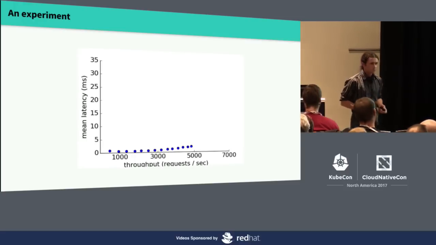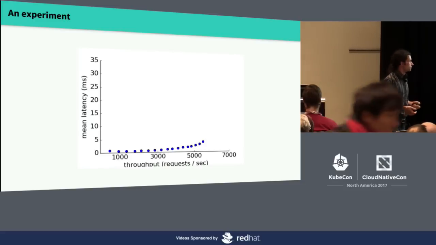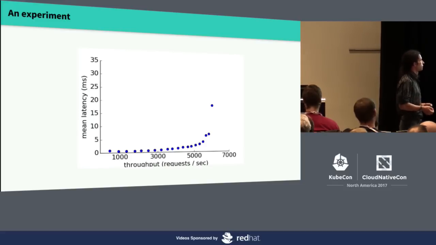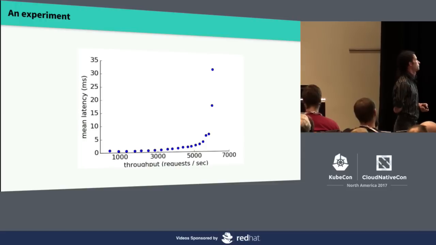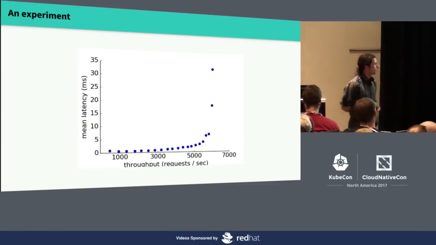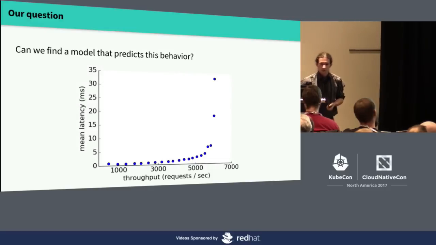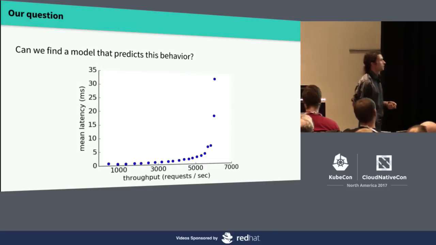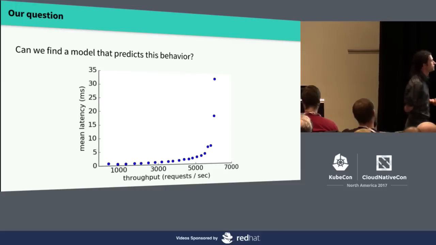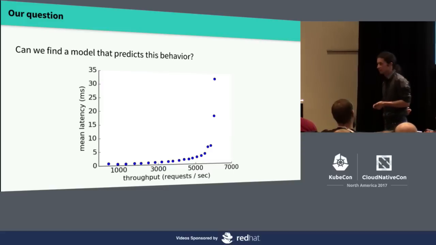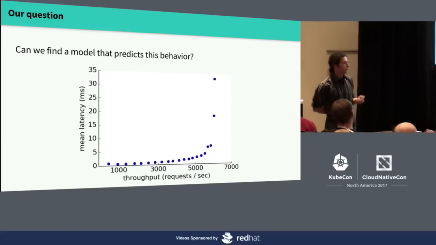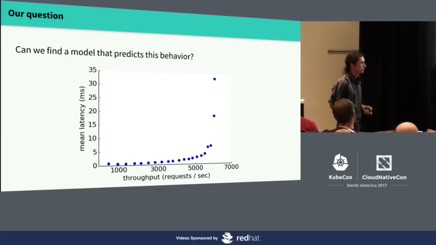So here's what this looks like. Initially, we're doing pretty good, single digit millisecond latency, a couple thousand requests per second, and then at some point, things start to go really south. So that's obviously no good. Our question: can we find a model that predicts this behavior, that helps us identify this knee in the response time curve before we actually hit it, that will then let us extrapolate from production data to say, okay, this is the maximum safe utilization for the service?